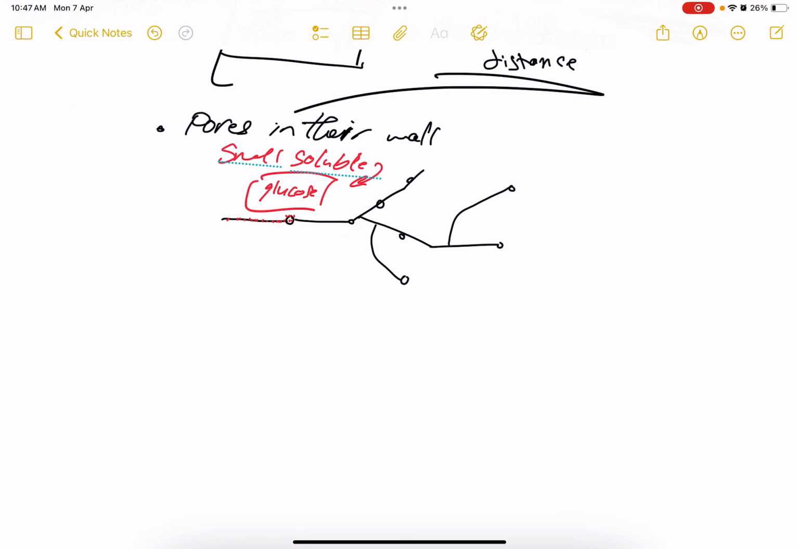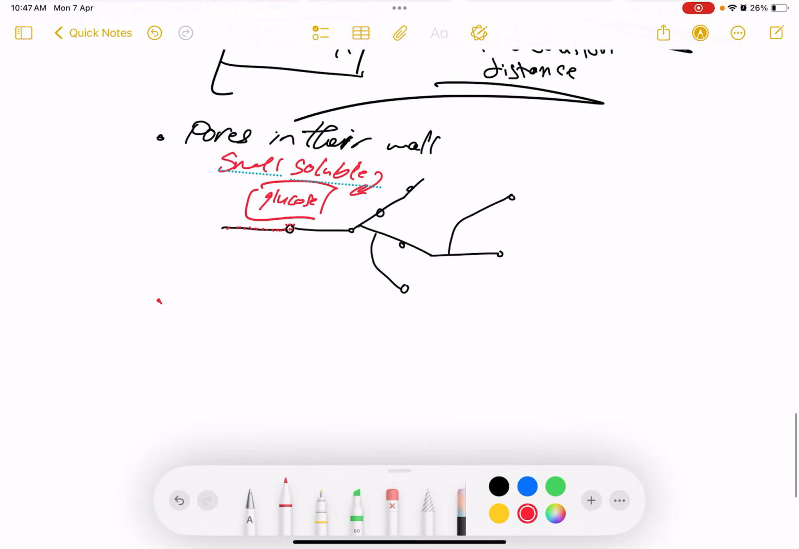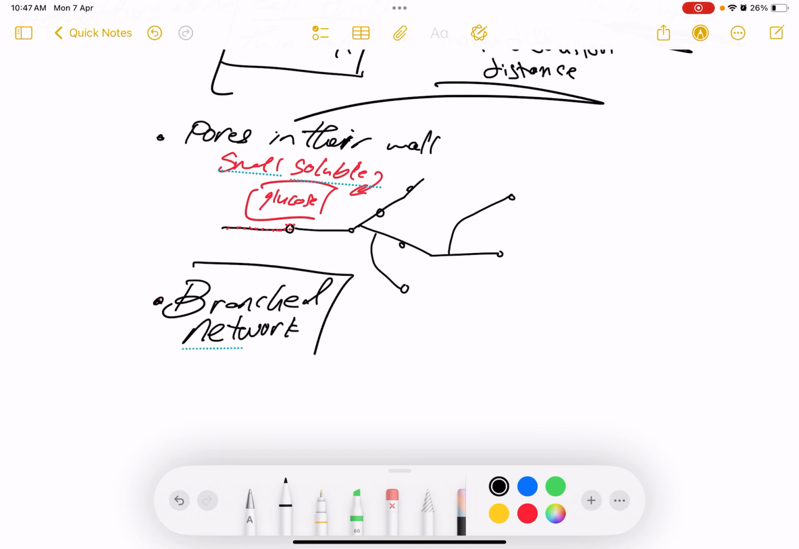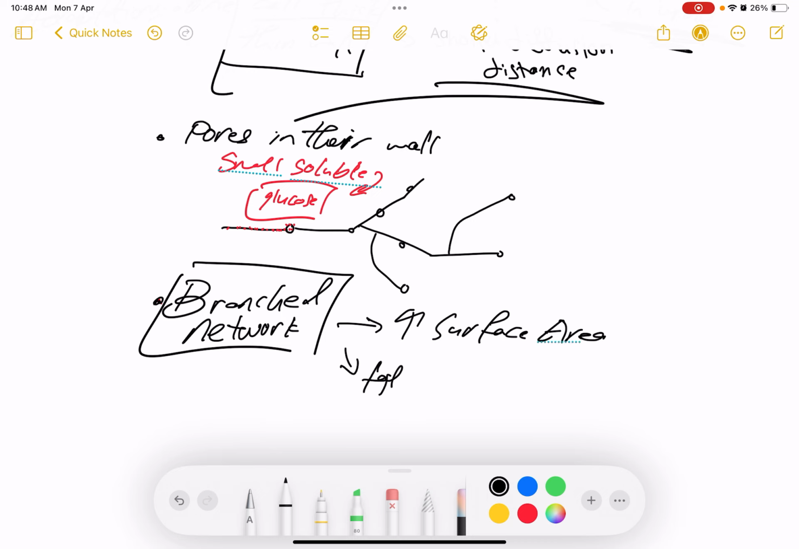So another adaptation is that they're branched. We say always branched network of capillaries. So this increases the surface area, I can say for faster or more absorption.